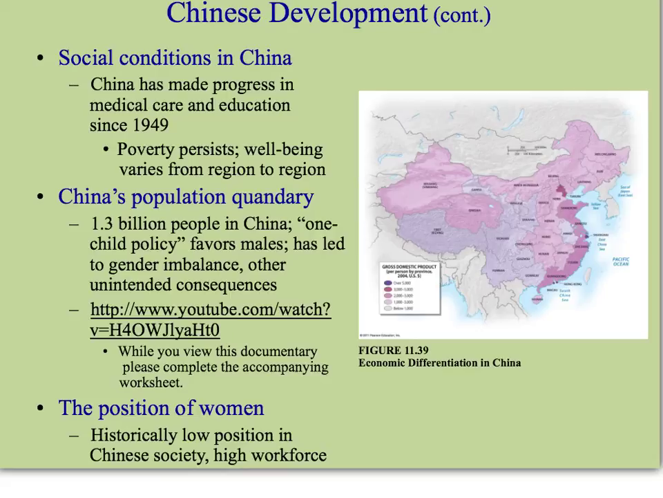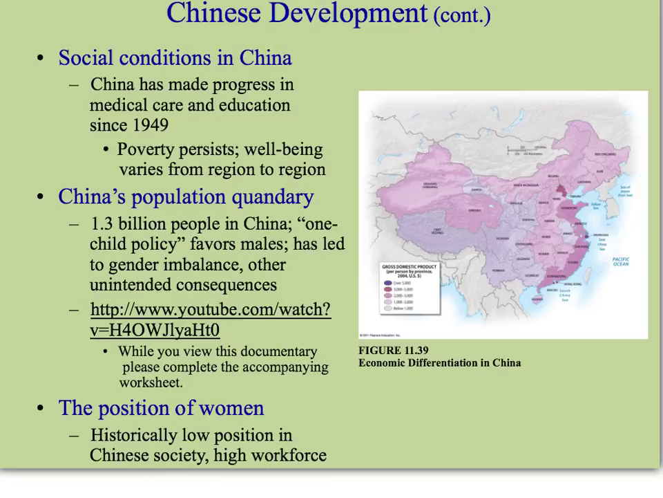Their population issues still abound. They have 1.3 billion people. The one-child policy that's been in place for decades in China still favors males, which unfortunately has led to high abandonment of female babies, or infanticide, where you essentially have abortions of female children. And this has led, unfortunately, to gender imbalance and some other unintended consequences in China.